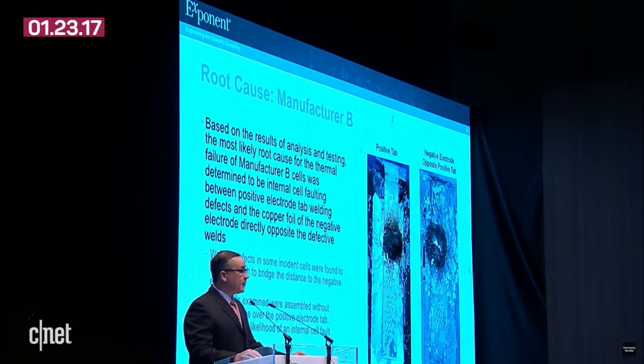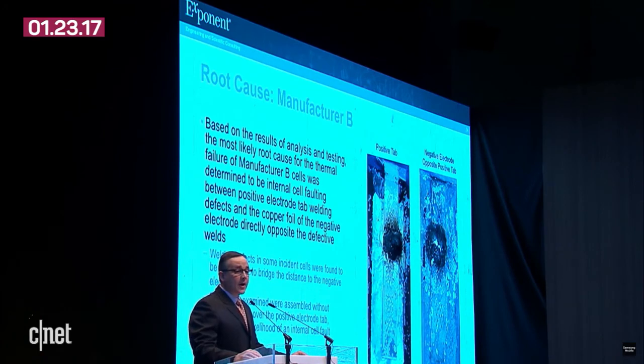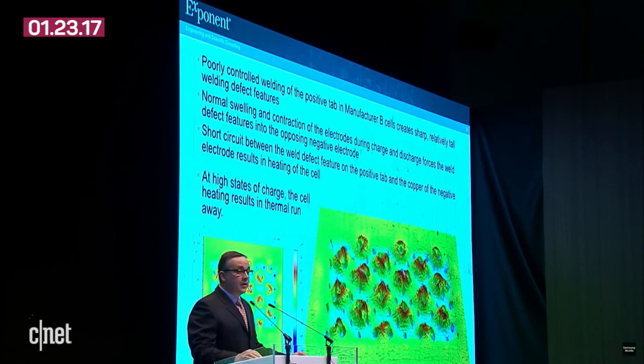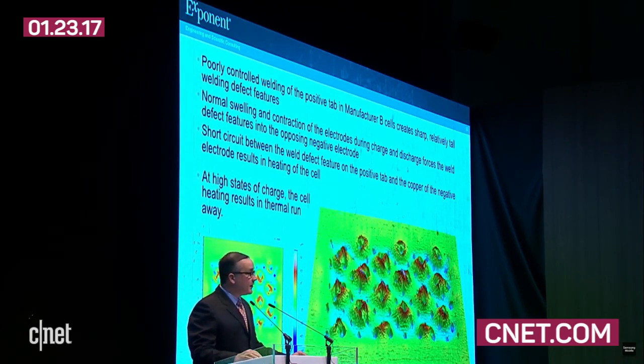The weld defects were related to the height of the features left behind by the ultrasonic welder used to attach the positive tab to the positive electrode current collector. Normal swelling and contraction of the electrodes during charge and discharge forces the weld defect features into the opposing negative electrode. Short circuit between the weld defect feature on the positive tab and the copper of the negative electrode results in heating of the cell. At high states of charge, the cell heating results in thermal runaway.